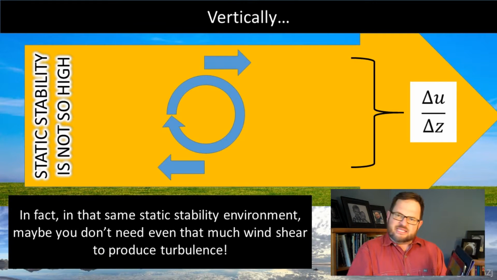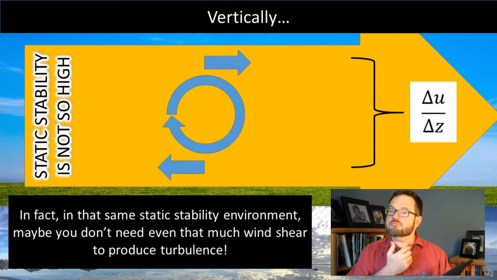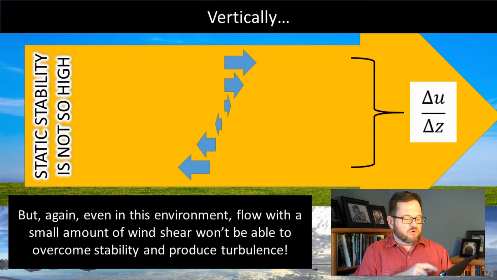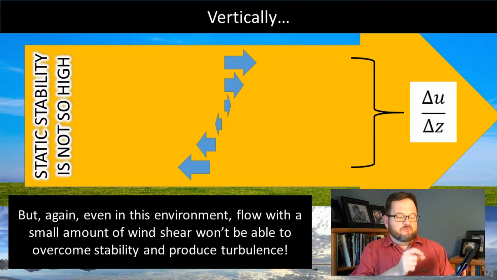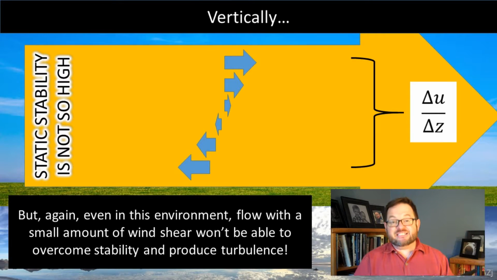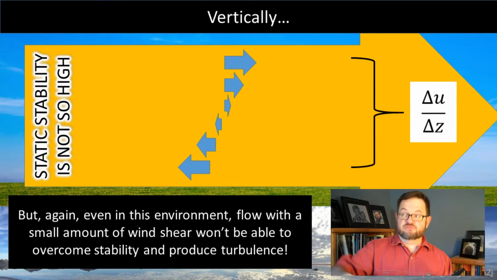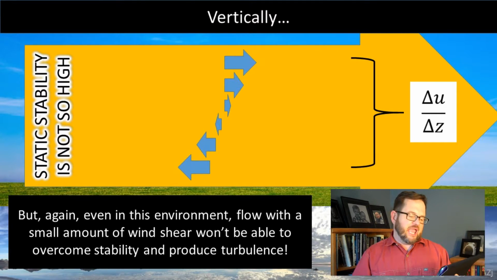The rising motion and the sinking motion can overcome that stability. Maybe. But at some point, of course, no matter what our stability is, there will eventually be a small enough amount of vertical wind shear between the top and the bottom of the layer that we can't overcome the static stability, and we won't be able to produce vertical turbulent eddies, and the flow will stay laminar.